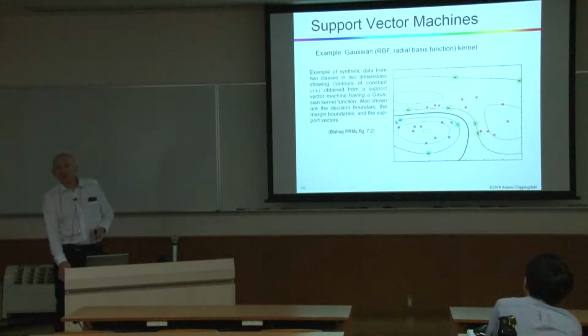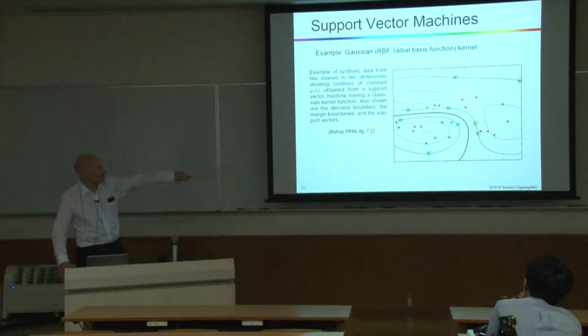There are several kernel functions that you can use. A popular choice is the Gaussian, which gives you a so-called radial basis function kernel. Here's an example with synthetic data from 2 classes, blue class and red class.